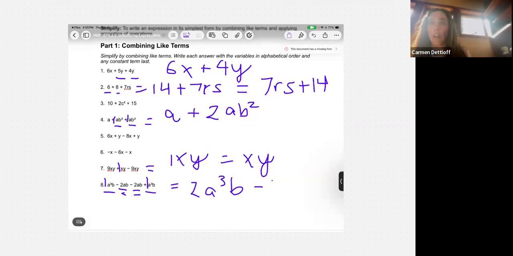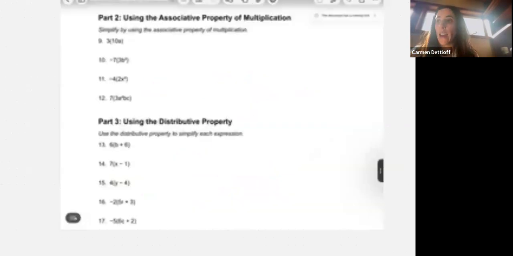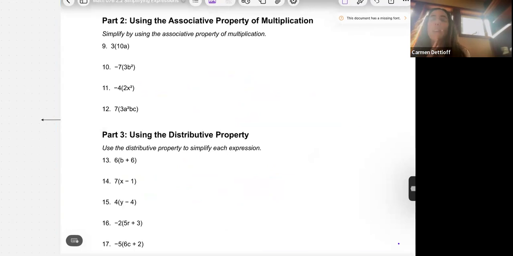There we go. Okay, let's keep going. So now on this one, I'm going to do something a little bit different where I am going to use the associative property of multiplication for multiplication with variables. So I've got 3 in parentheses 10a. So really this is the same as 3 times 10 times a. So on this one, I'm going to say, okay, what's 3 times 10? And I get 30a.